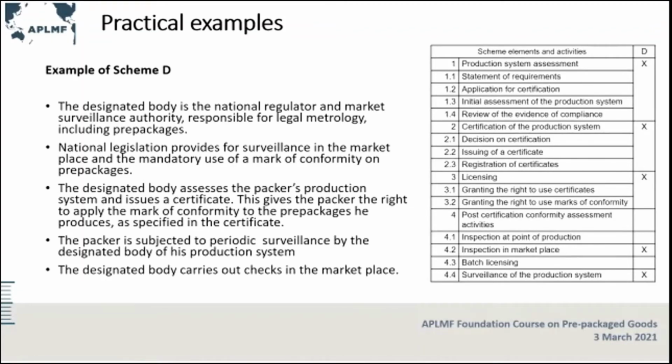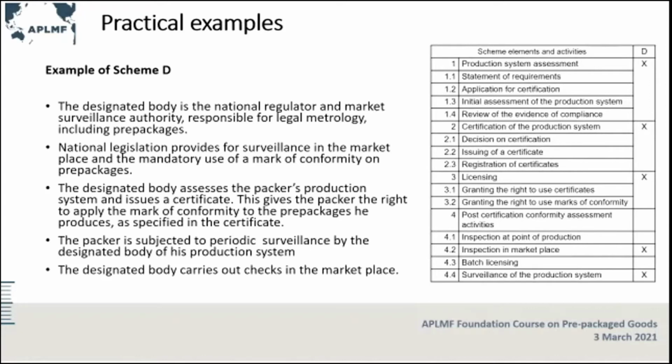And then the designated body assesses the packer's production system and issues the certificate. So if the packers and manufacturer already meet the requirement with their production system, then the designated body can issue the certificate that gives the packers the right to apply or use the conformity mark for each package that they produce as specified in the certificate. And then the packer is subject to periodic surveillance of his production system by the designated body. So it means that the government has activities to carry out subsequent surveillance to make sure that the production is still under control and still meets the requirement.